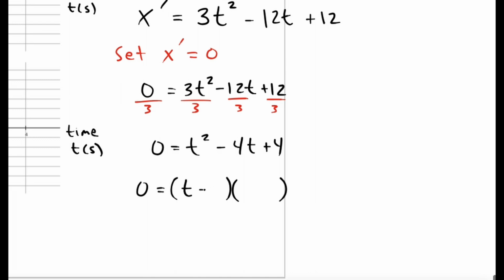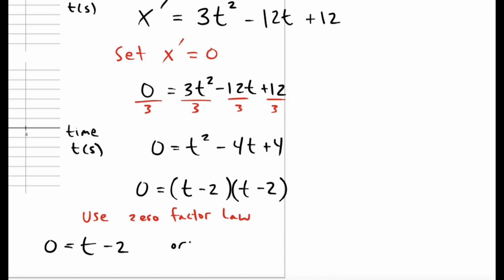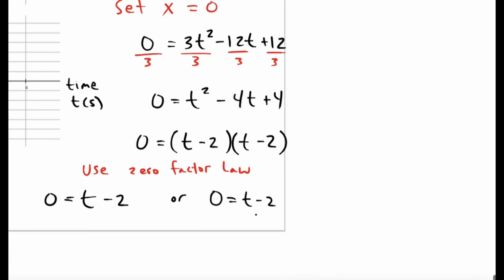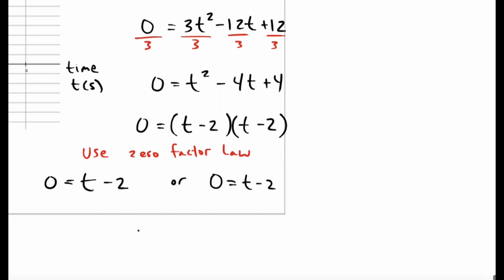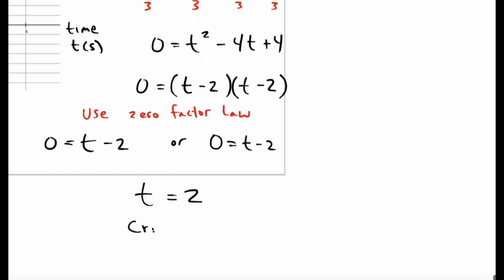In this case, looks like our combination here would be t minus 2 and t minus 2. They would multiply to make t squared minus 4t plus 4. I would now use the zero factor law, which says that either t minus 2 will be 0 or the other one would be 0, but of course they're the same, so you get the same solution. Clearly t is 2. Now that is known as what we call a critical value.